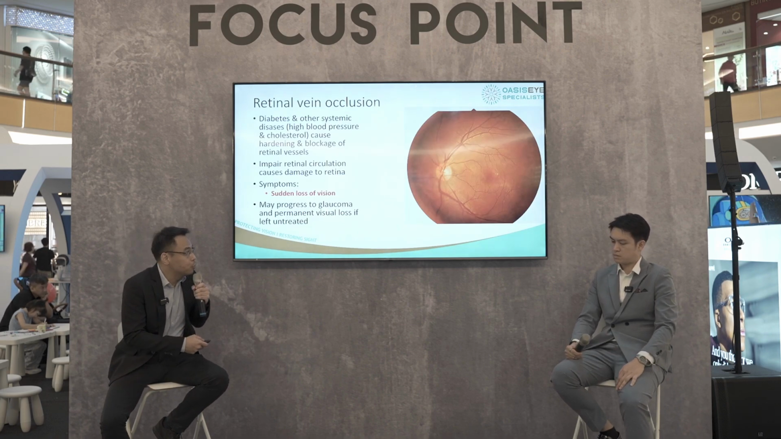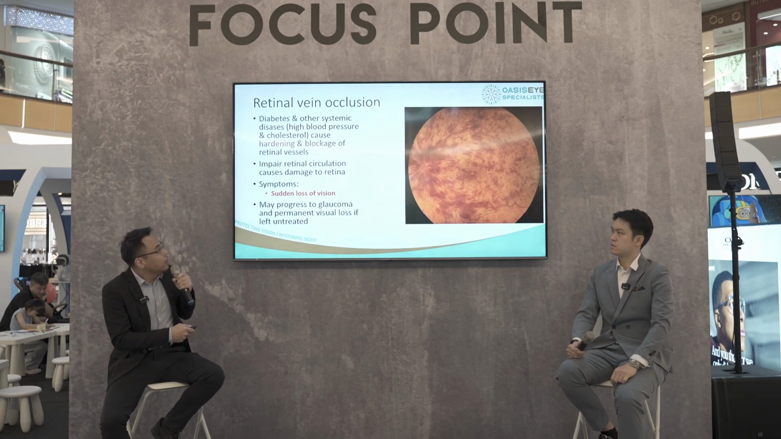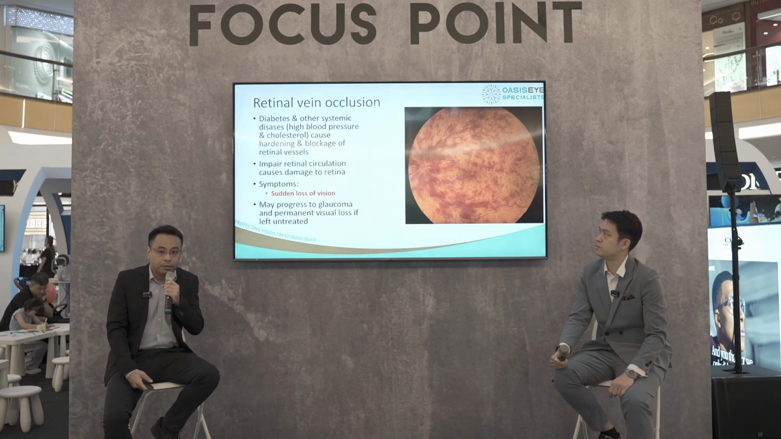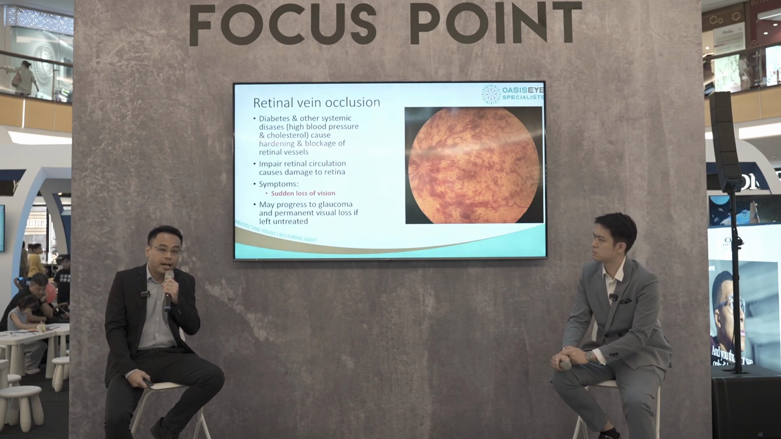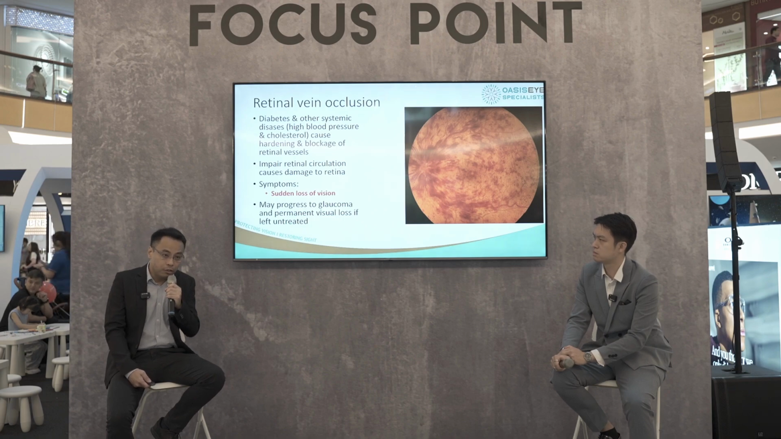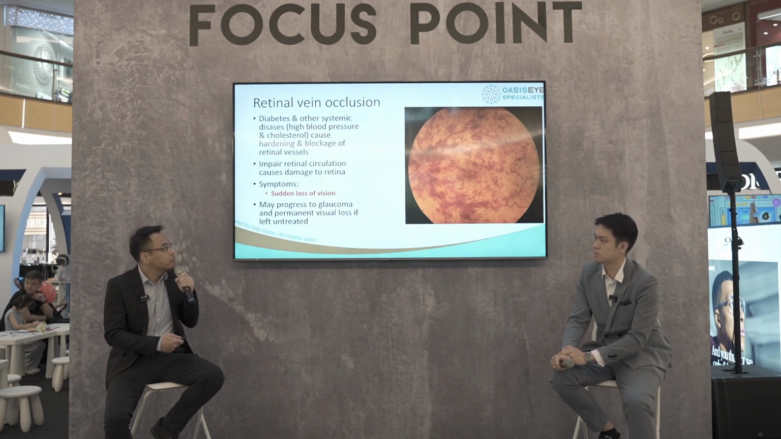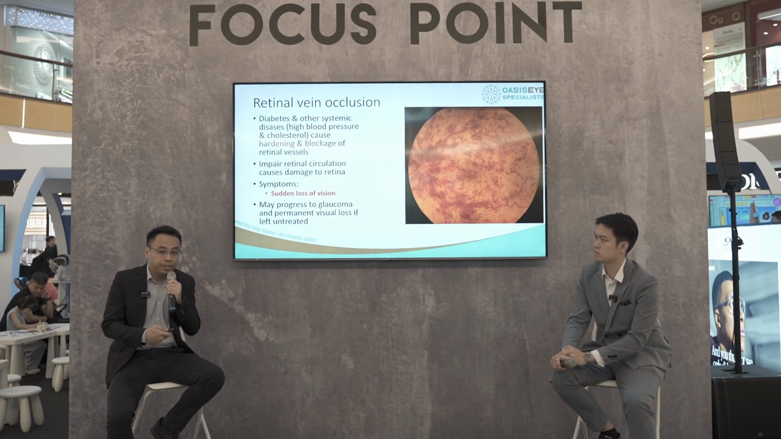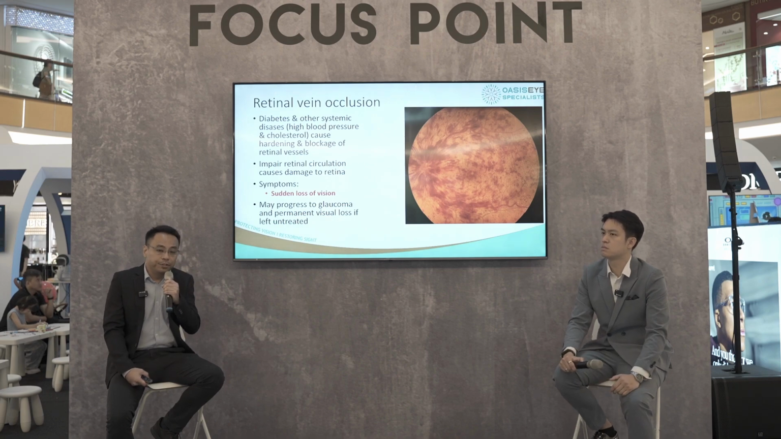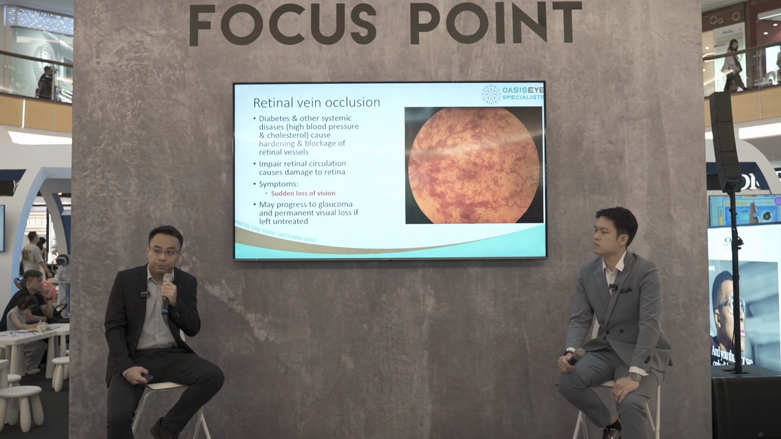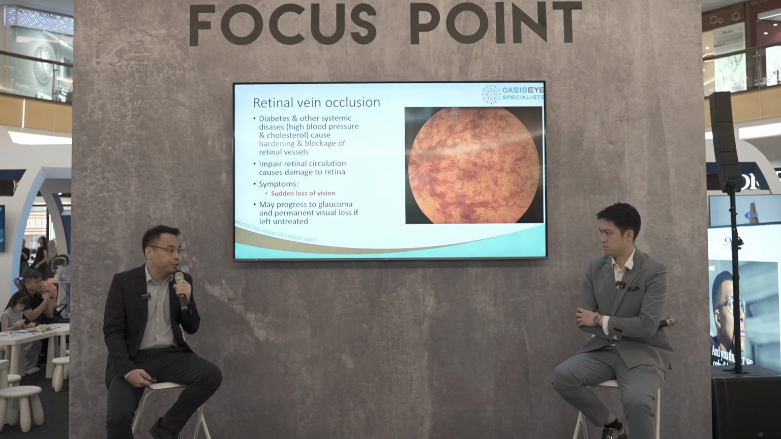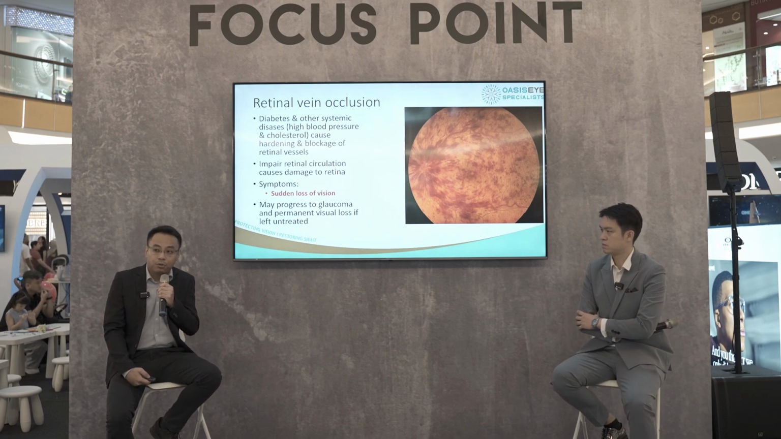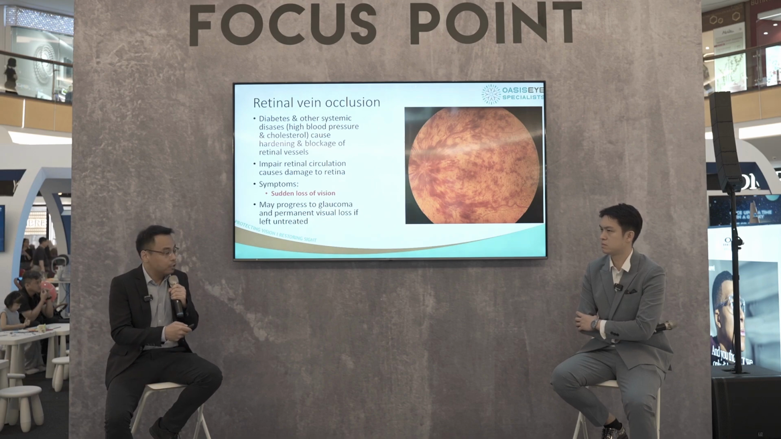So retinal vein occlusion. In diabetes and other systemic diseases such as high cholesterol and hypertension, there's hardening of the blood vessels, which results in occlusion of the blood vessels. This can cause damage to the retina, and patients may experience sudden vision loss if they have this retinal vein occlusion. If this disease is left untreated, patients may progress to glaucoma and permanent vision loss.